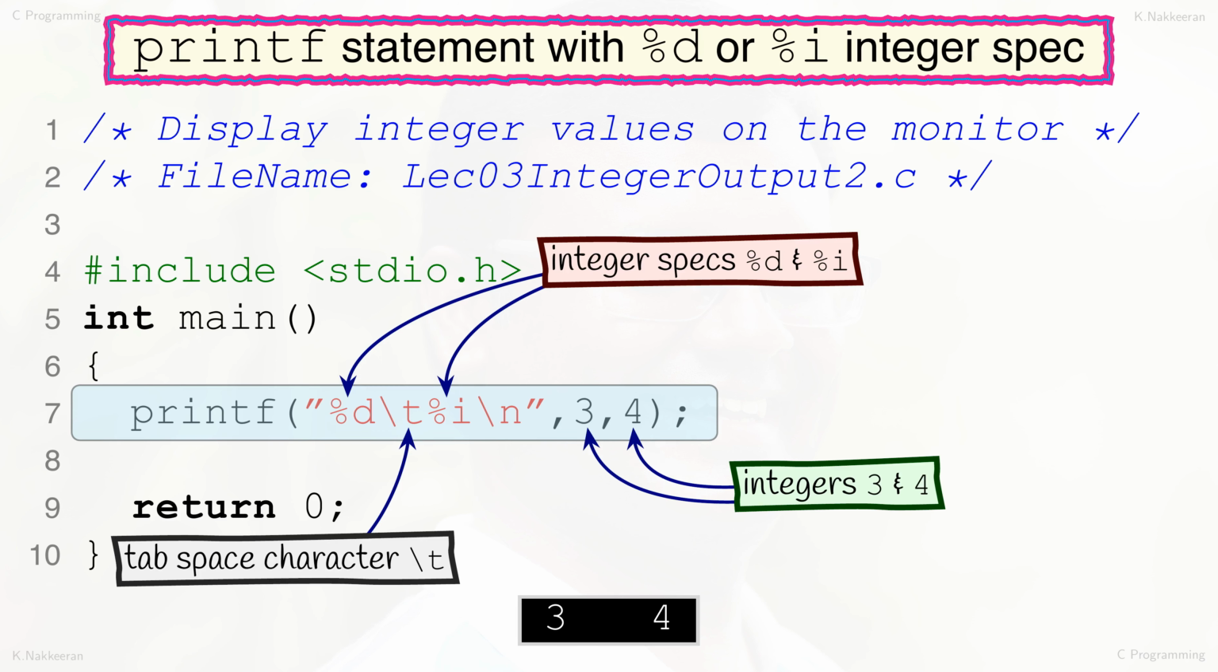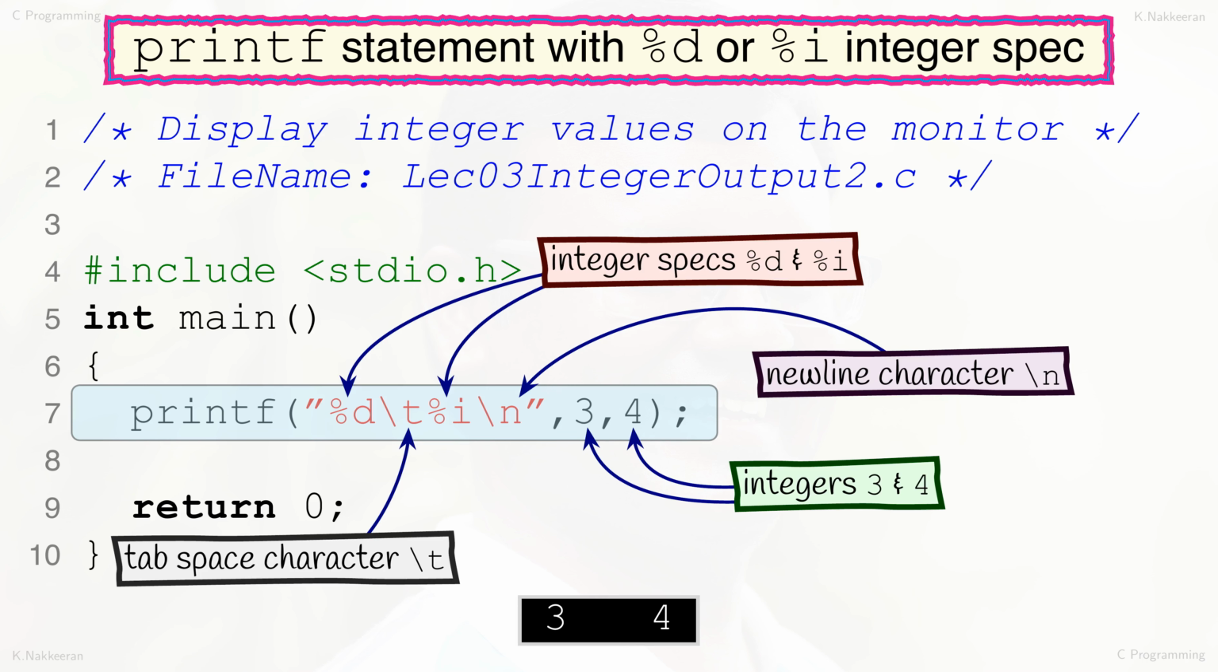Tab space character \t is added between the two integer specifications in the first string to get one tab spacing between the displayed two integers. New line character \n at the end of the first string is to move the command prompt control to the new line after displaying the second integer. Output of the execution of the exe file of this C program is 3 tab space 4 as shown at the bottom of the screen.